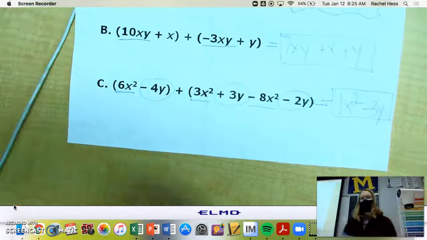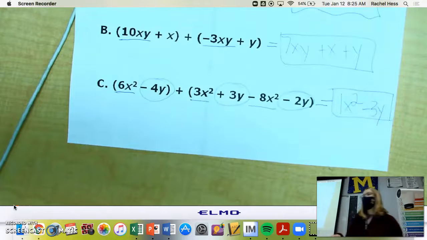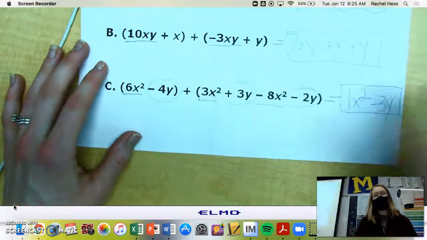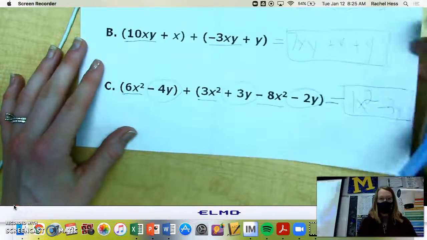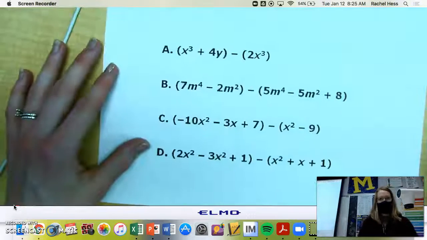Why did I choose to do the x squared parts first? Because that was the highest degree. So I always combine like terms based on the highest degree to the lowest. So they are written in standard form. So everything that we've done so far is addition. We do have to worry about subtraction, but there's really only one more additional step.